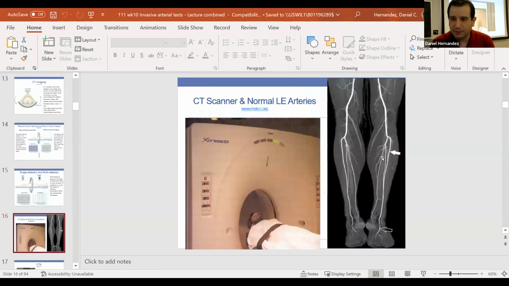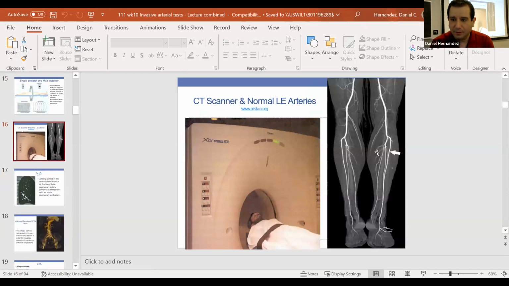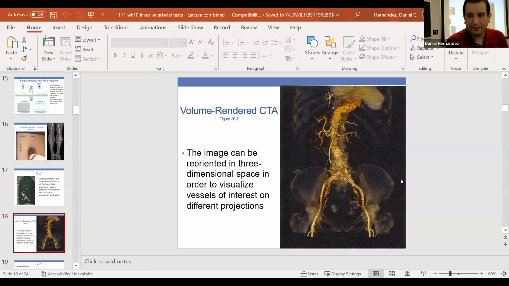I'm trying to get to some pictures. So with our CTA, when we're imaging the vessels, we can also see a lot of the surrounding tissues as well. So we get that nice CT image with vessels nicely highlighted. So here's a nice volume rendering, so you can see the vessels.